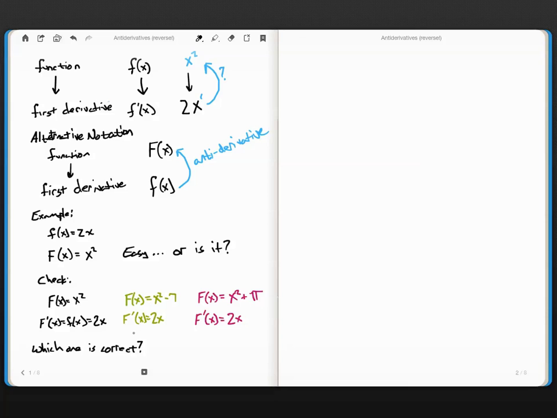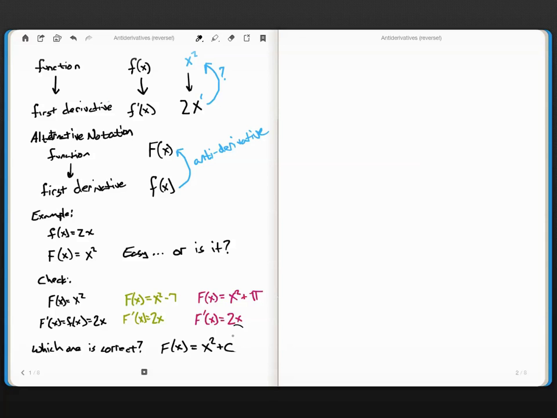Well, we have to say it's big F of x equals x squared plus c. Whoops, that's not good. Let me erase that. Any constant that we stick in there could make this work, right?